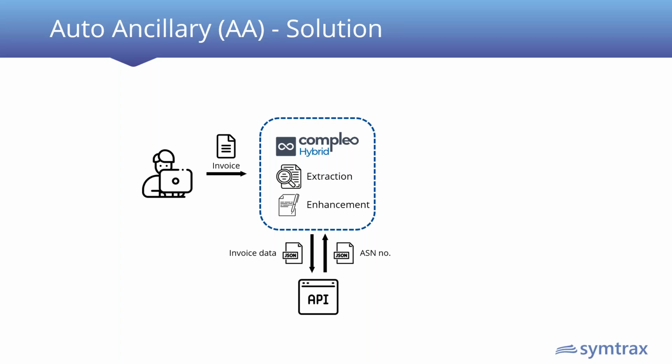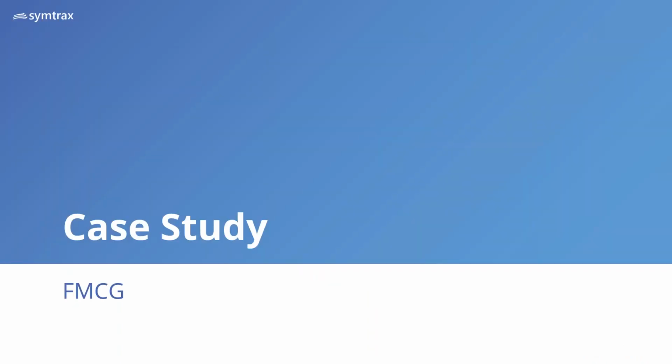And once we send it out, the API will send you a certain code, the ASN number. And this ASN number needs to be there in the invoice. So that's what we do. We help to enhance the document. We help to include this ASN number automatically back into the invoice, and only then will they be able to send it back to the manufacturer, to the suppliers, and to the buyers. Another case study is FMCG companies, and these FMCG companies use us for GRN automation.